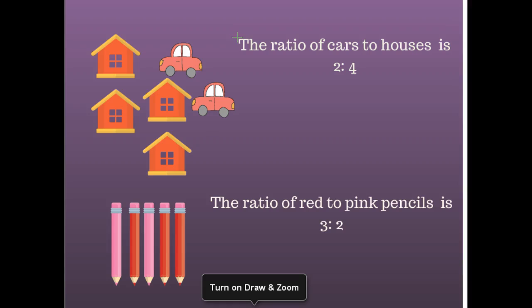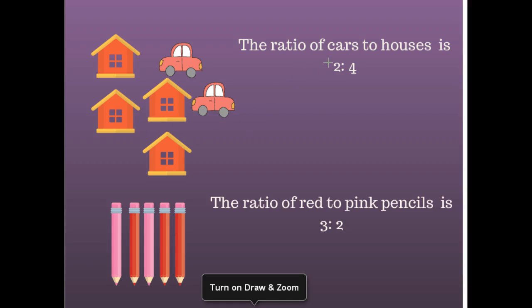So we have 4 houses and 2 cars here. The ratio of cars to houses is 2:4, or you can say 1:2. What this is trying to tell us is we have 2 cars and we have 4 houses. Now reducing this to the smallest form can be written as 1:2, which means for every car there are 2 houses.